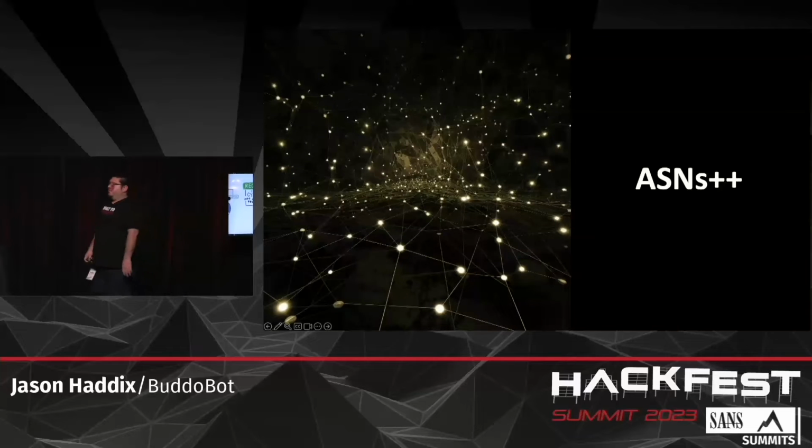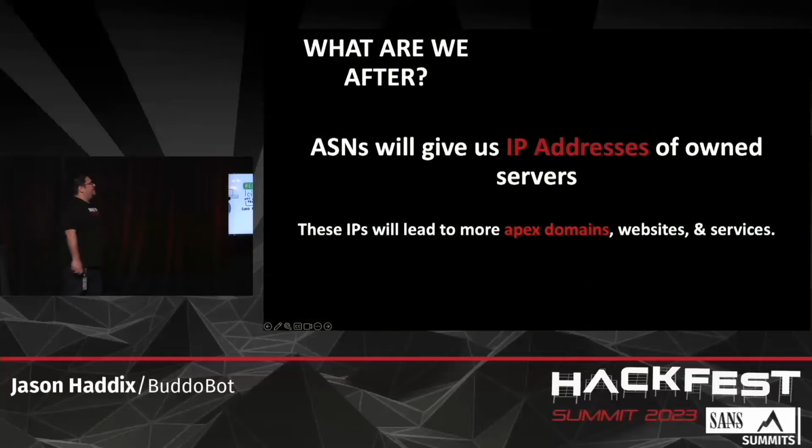Okay, so where do we start in reconnaissance? When we get given a campaign or a wide scope bug bounty, where do we start? Well, we start with the company's ASN. If they're big enough to have been assigned an ASN, finding someone's ASN will give us the IP addresses of owned infrastructure and servers of this company. If you don't know what an ASN is, it's called an autonomous system number. It's a designation for a group of IP addresses that a company, an entity, owns. So this will lead us to more apex domains, more websites, and more services.